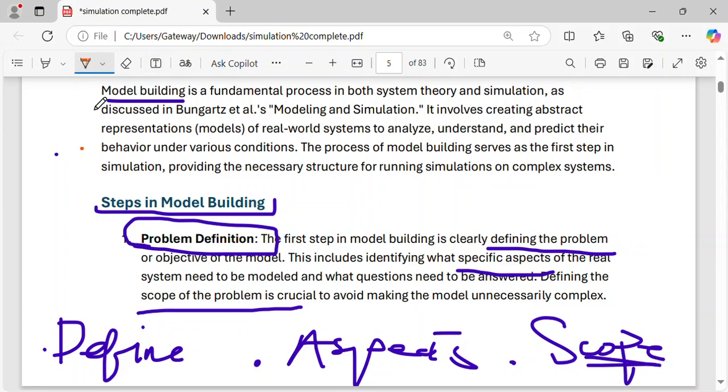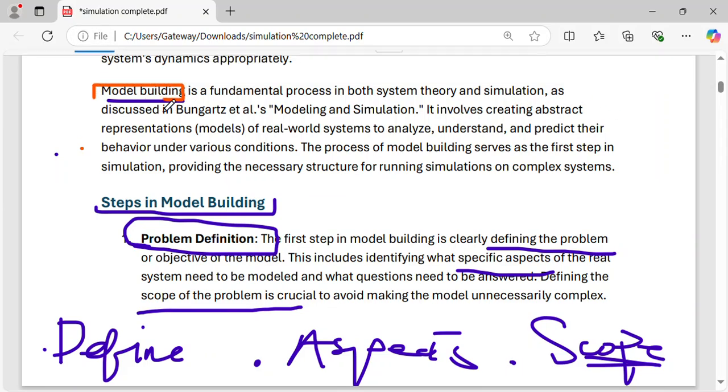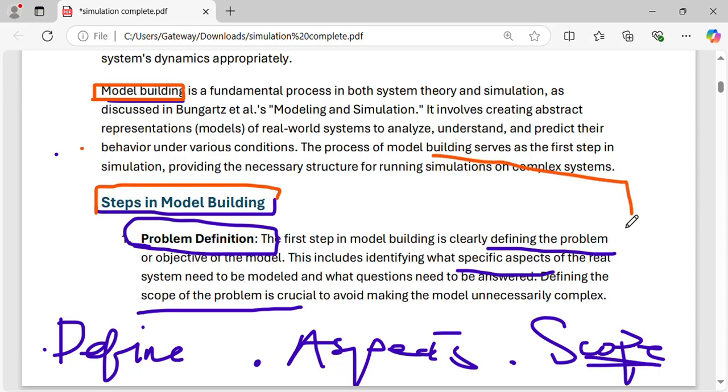So now we are going to do model building. We're going to find out the steps in model building. We have discussed what simulation is and what a model is. A model is basically a representation of a system, and simulation is basically the change in the variables that affect the model to see different outcomes.